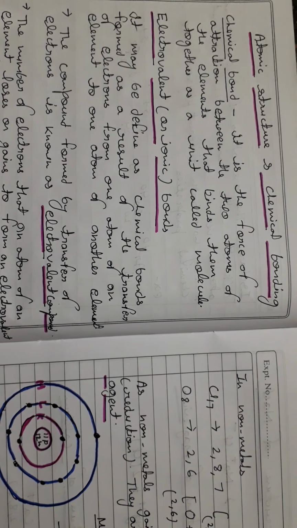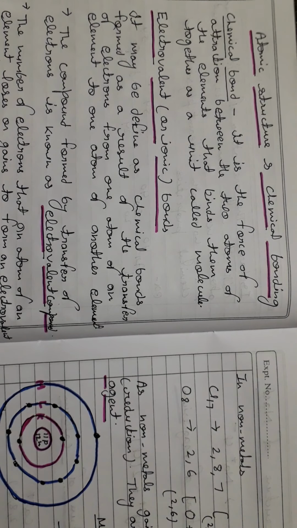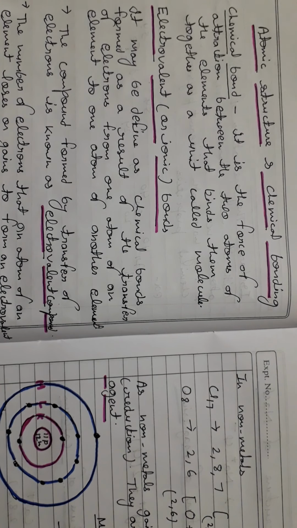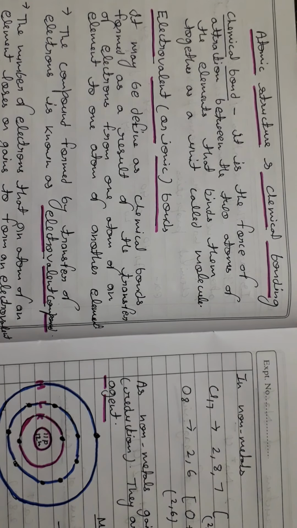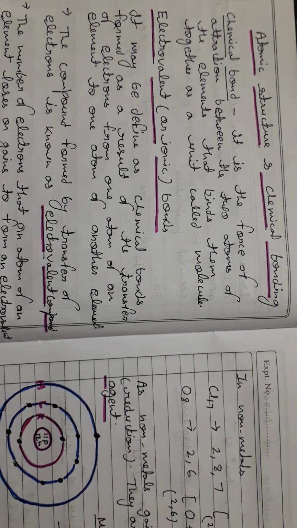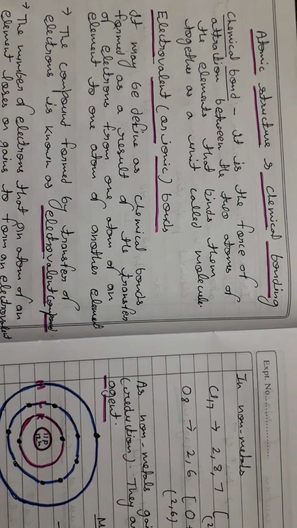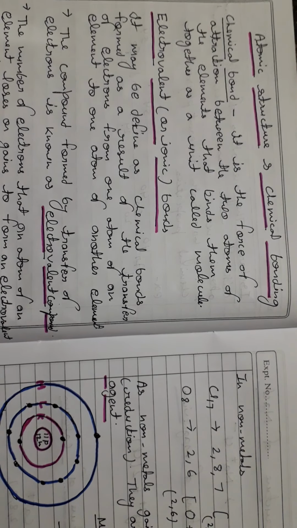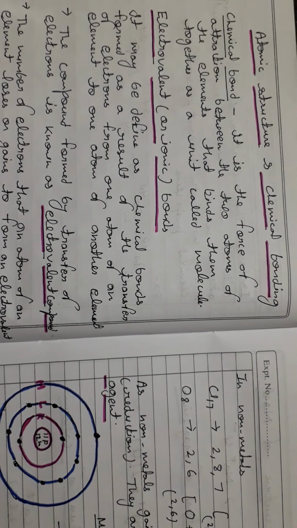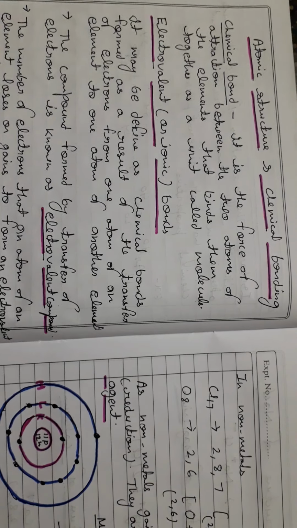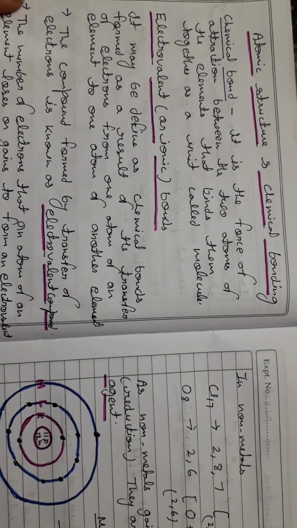Before going to the main topic of the chapter, I want to recall your previous module in which I have explained isotopes and isobars. What are isotopes? Atoms of the same element having the same atomic number but different mass number are called isotopes. And what are isobars? Atoms of different elements having the same mass number but different atomic number are known as isobars. Now come to the main topic of the chapter, that is chemical bond.